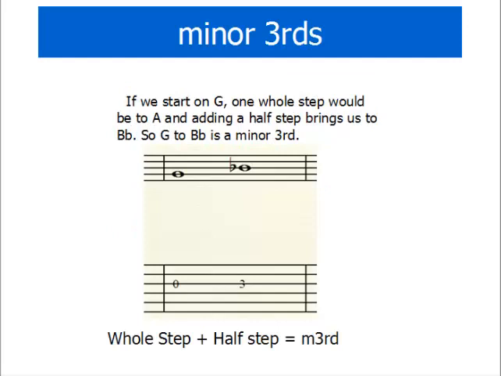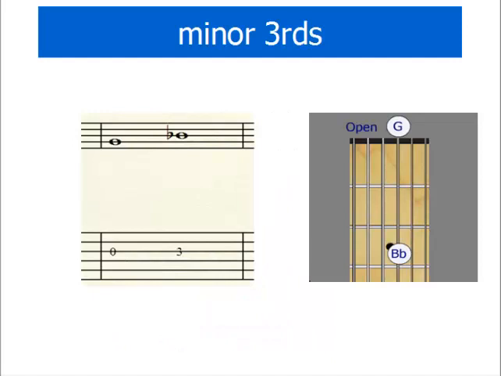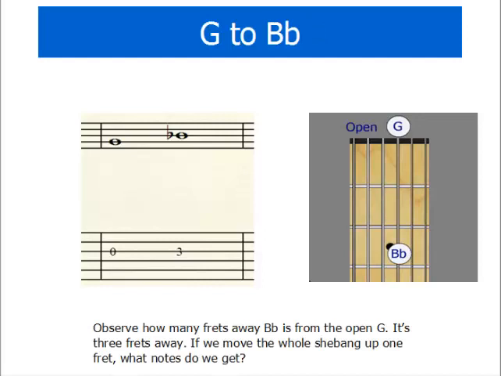Okay, we're back on the upper octave here. We start on the G, one whole step would be to A, and then a half step. Whole step plus half step equals minor third. Getting a little repetitive here. Now, can we figure that another way? Sure. And that's what's going to be coming up here now.